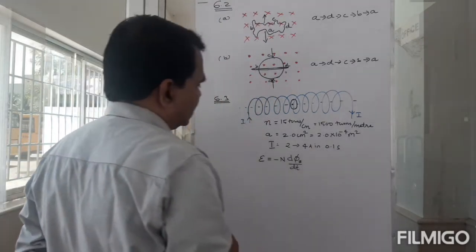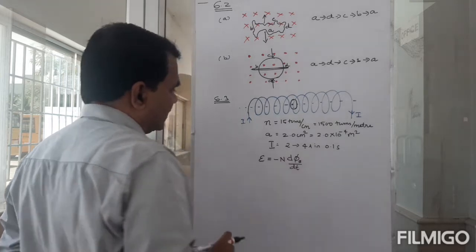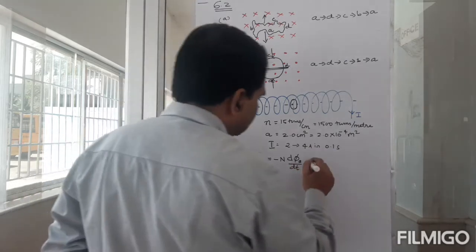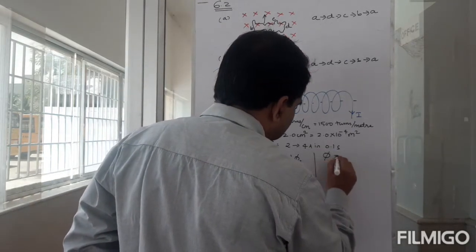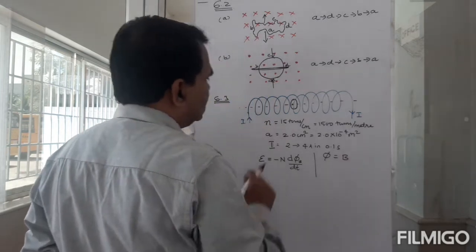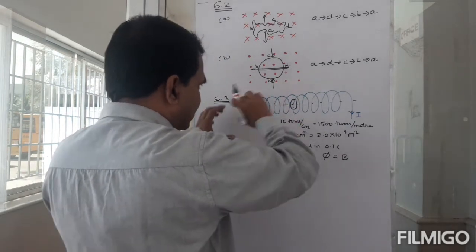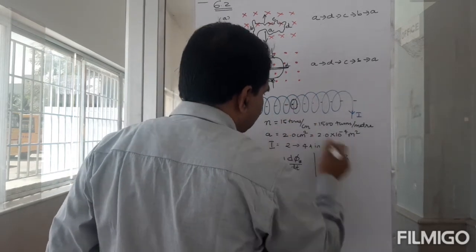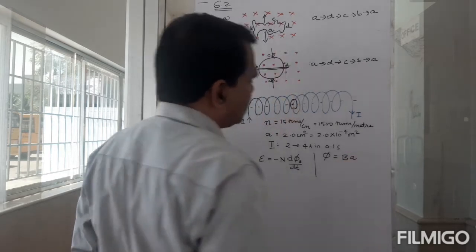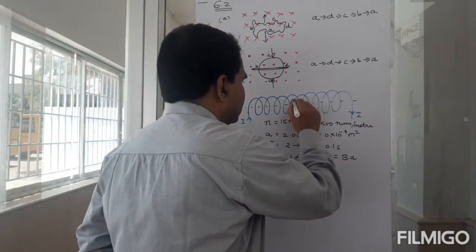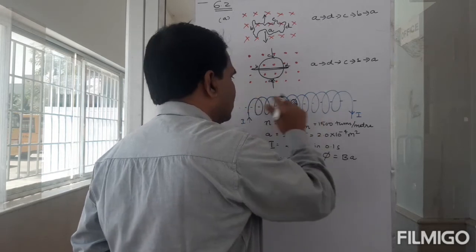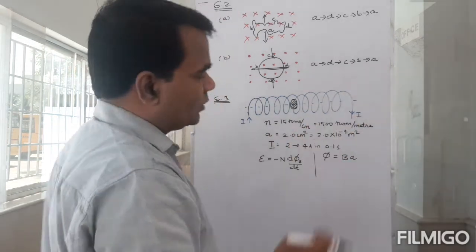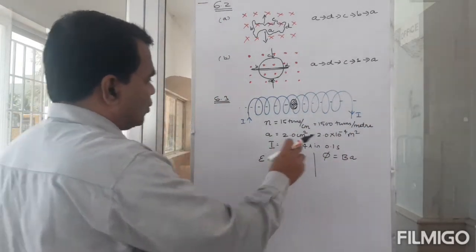So I need to know the flux. But to know the flux, I need to know the field strength. What is my flux? Say my flux phi is equal to B, the magnetic field set up by this current in the solenoid, into this small area. So I am talking about only this area, not the whole area, because that is the solenoid. We bother only about this particular loop. So it's B. So what is B now?